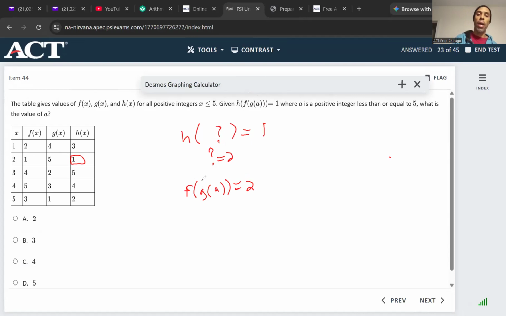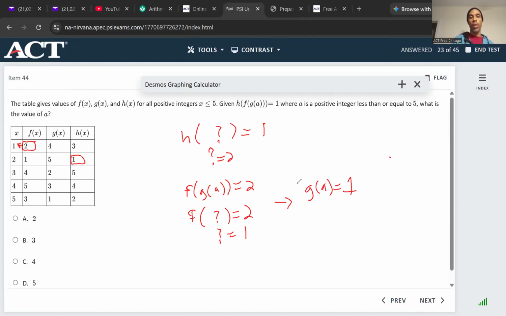So we're going to use the f for that one. So look at the f function, and when was it equal to 2? Well, it's equal to 2 here, which means your input had to be 1. So we say f of what will equal 2. The question mark will be equal to 1. Therefore, we would know that g of a had to be equal to 1.